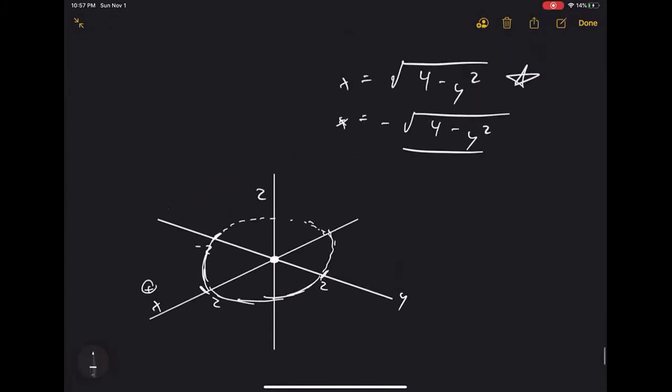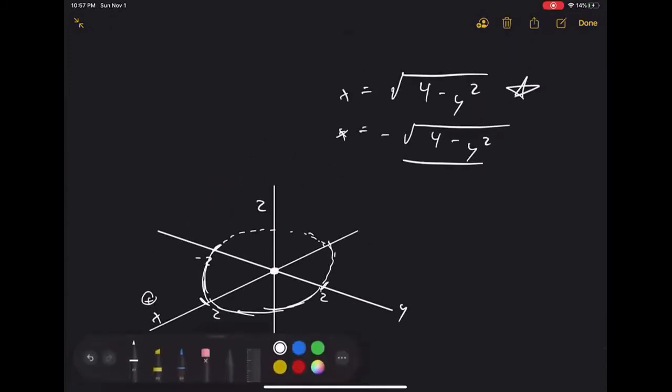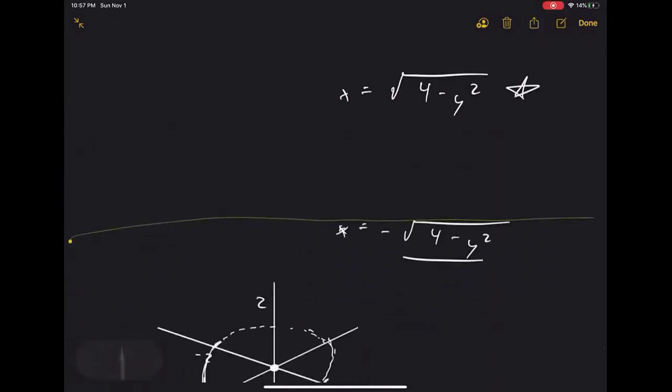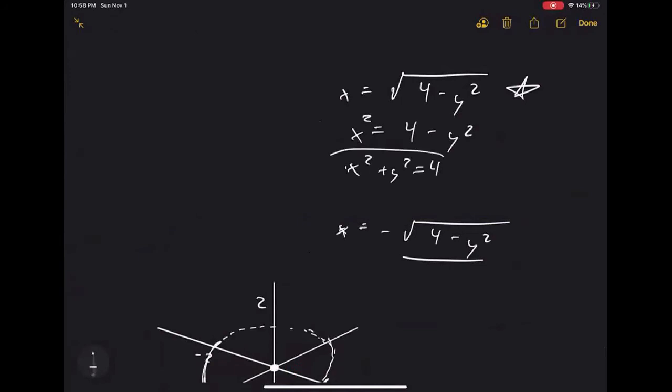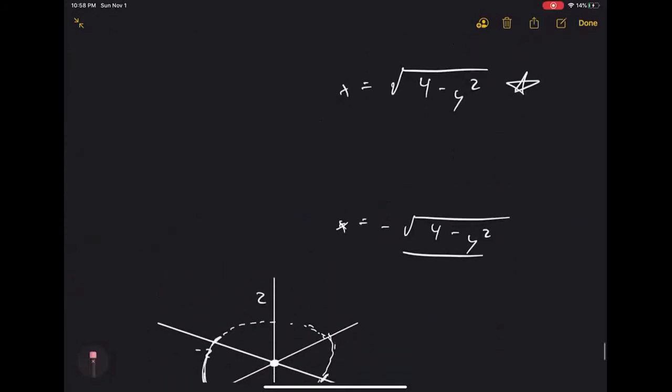Another way to get there, if you don't spot that right away: square both sides and you get x squared equals 4 minus y squared. Bring the y squared over to the other side, and you get x squared plus y squared equals 4. And then this is clearly the equation of a circle, right? That's just an intuitive way to think about it.